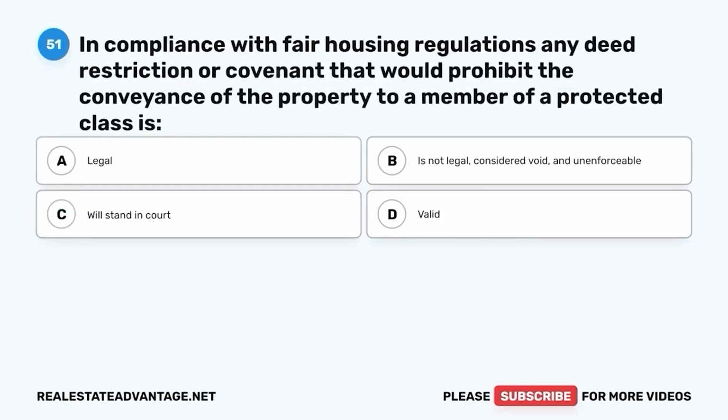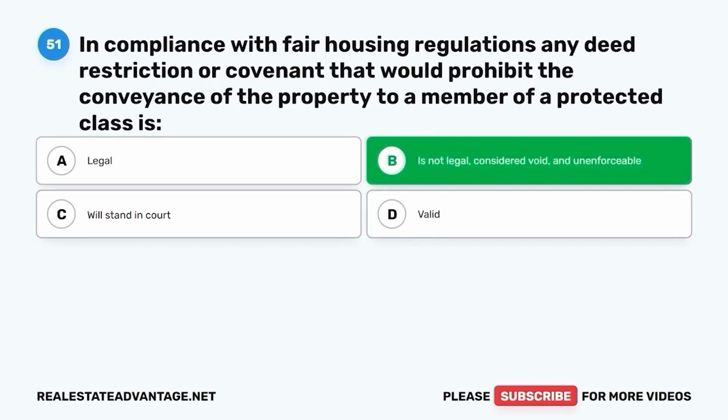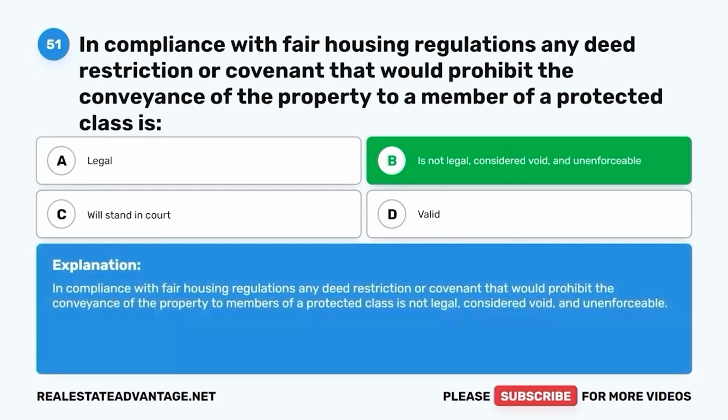Question 51. In compliance with fair housing regulations, any deed restriction or covenant that would prohibit the conveyance of the property to a member of a protected class is A. Legal, B. Is not legal, considered void, and unenforceable, C. Will stand in court, D. Valid. The correct answer is B. Is not legal, considered void, and unenforceable. In compliance with fair housing regulations, any deed restriction or covenant that would prohibit the conveyance of the property to members of a protected class is not legal, considered void, and unenforceable.